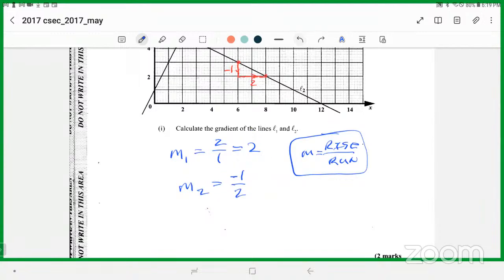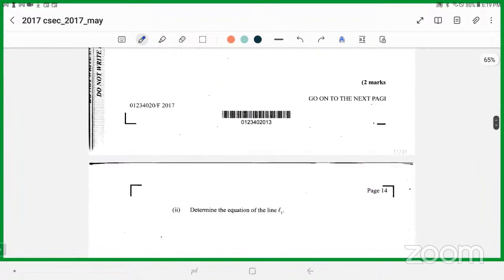Those are 2 perpendicular gradients, you know. Because if I multiply them, I get -1. Also, if I flip this one and change the sign, I'm getting that. And if I flip this one and change the sign, I'm getting that. So those are 2 perpendicular lines. They have 2 perpendicular gradients. So they are 2 perpendicular lines. But let's see what else they want us to do.